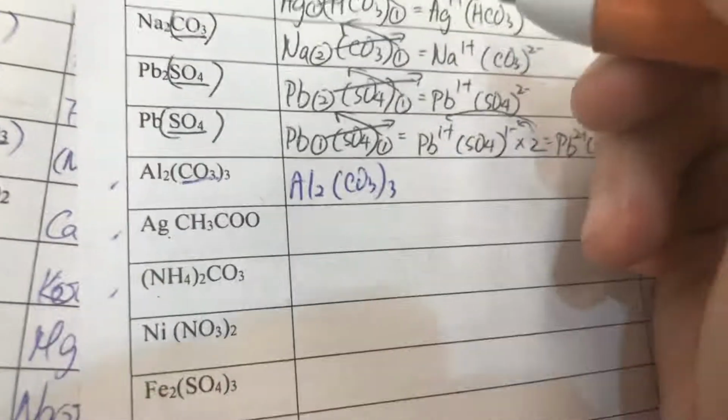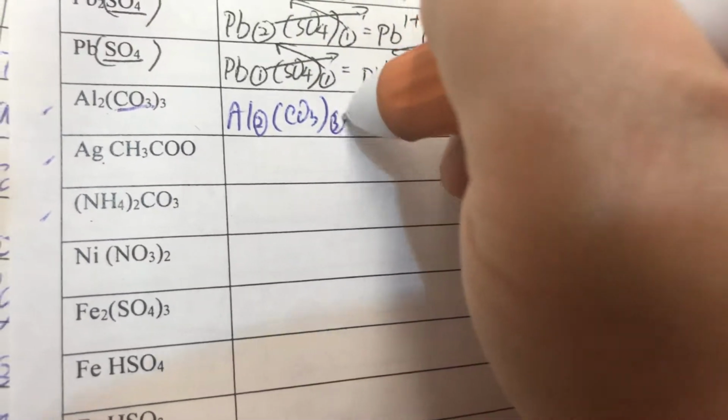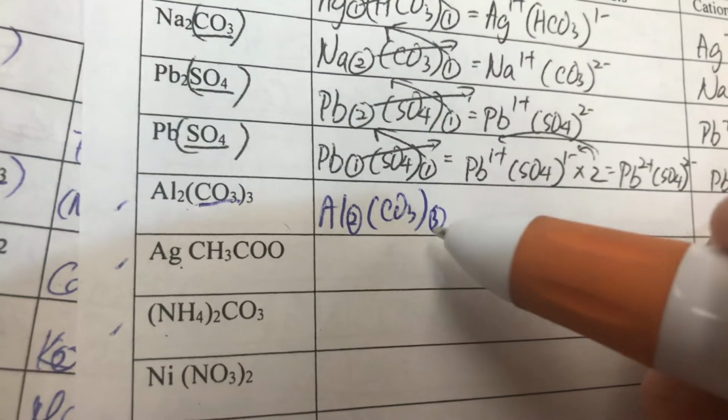All right, so I'm going to rewrite the formula here, Al2(CO3)3. Now, which two numbers should I circle? This 2 and this 3. So I cannot touch CO3, don't touch it. I bring it to the top. Bring it to the top.